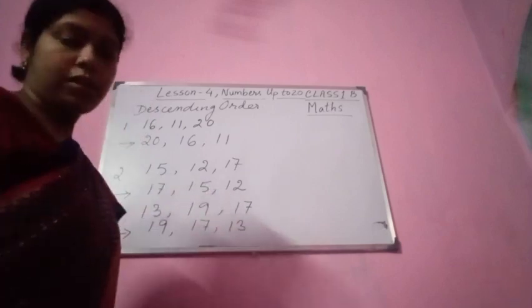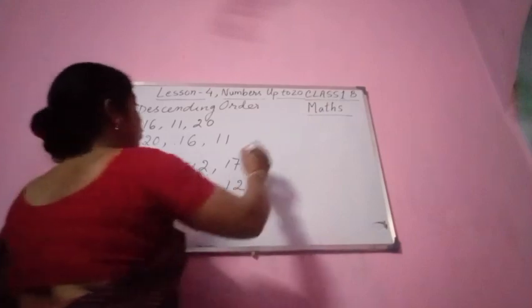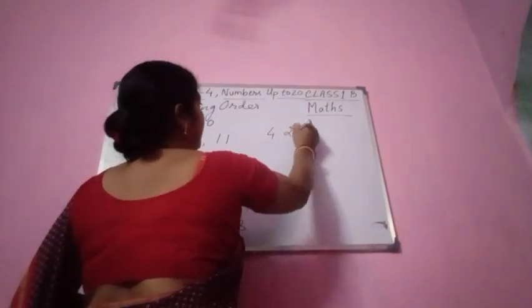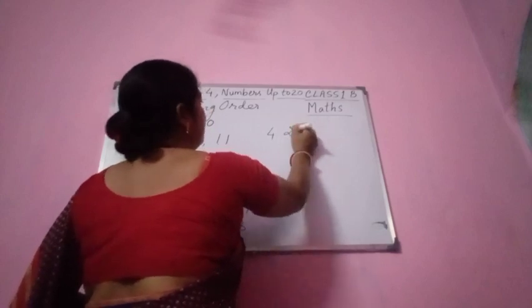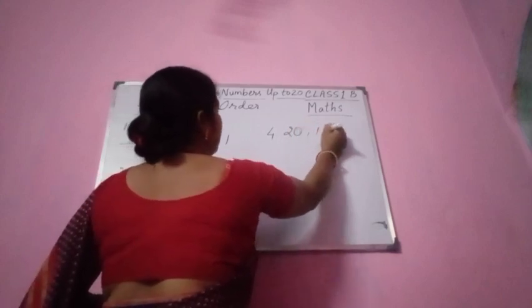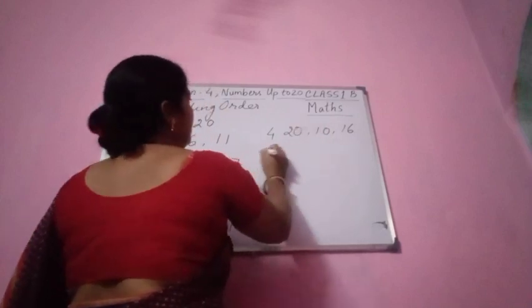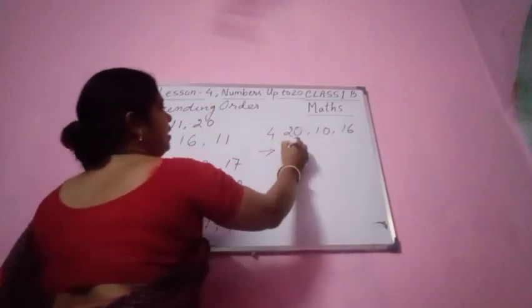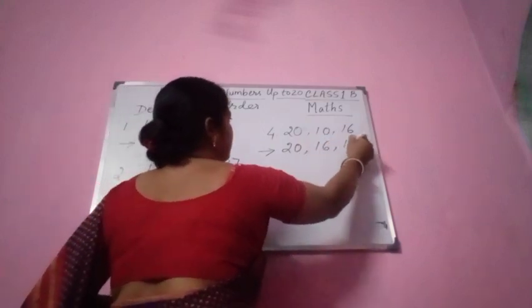Next number, 20, 10, 16. Fourth number is 20, 10, 16. Which one is the largest here? 20 is the largest, then 16, then 10.